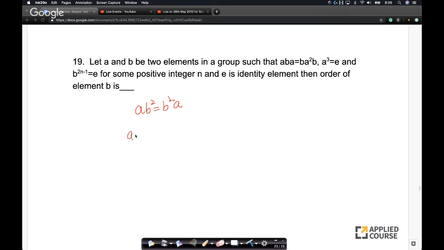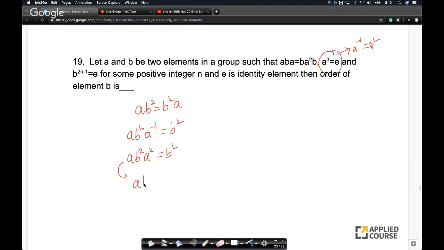Now if I write AB square A inverse on both sides, if I post multiply with A inverse, I get B square. Very good. So I got A inverse here, and A inverse and A will cancel out. Okay, got it. So this again, A inverse, I can write it as A square equals B square. I can write it like this, right? Because this implies that A inverse equals A square. I just use that.